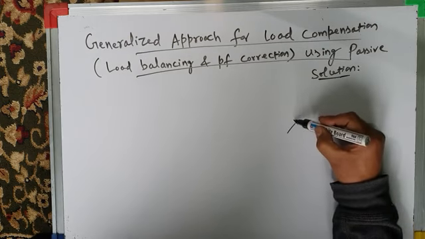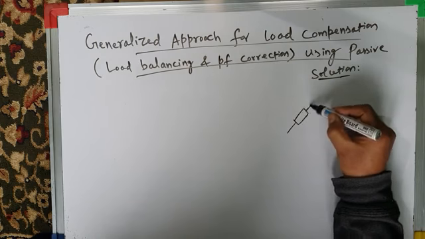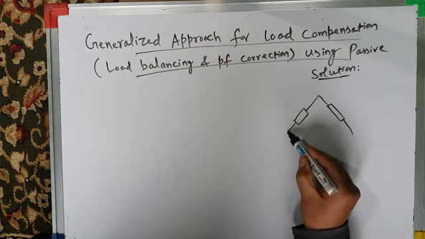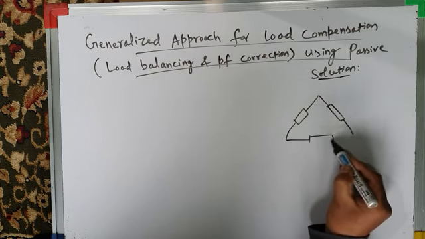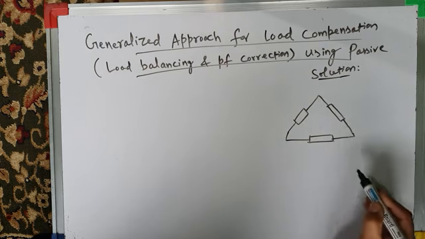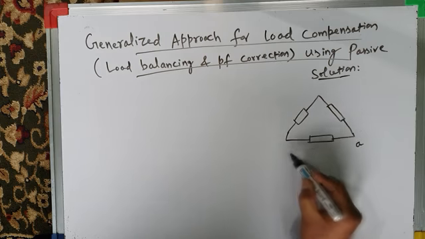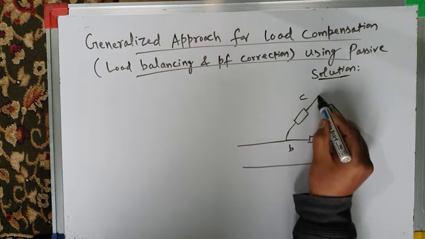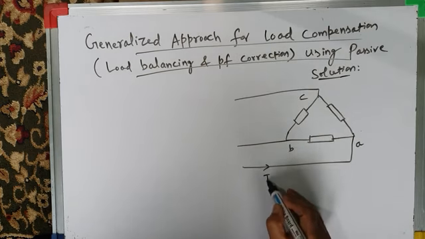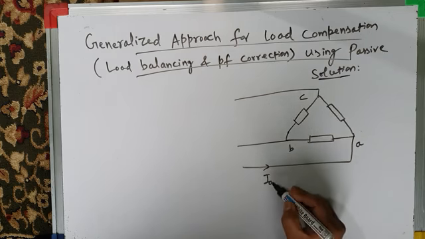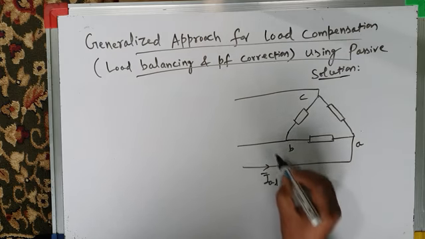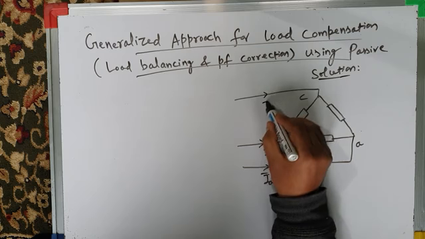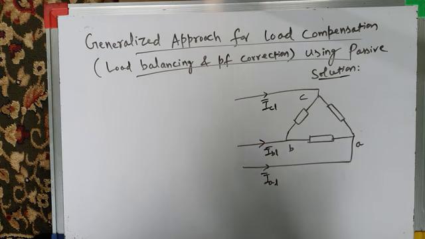Let us consider a delta connected unbalanced three phase load, which is supplied by a three phase balanced source or three phase balanced supply. This is A, B, C, and these are the three lines. This is line current IA, or let me call it IAL. L stands for line current. Line current here is IBL, and line current in this line is ICL.